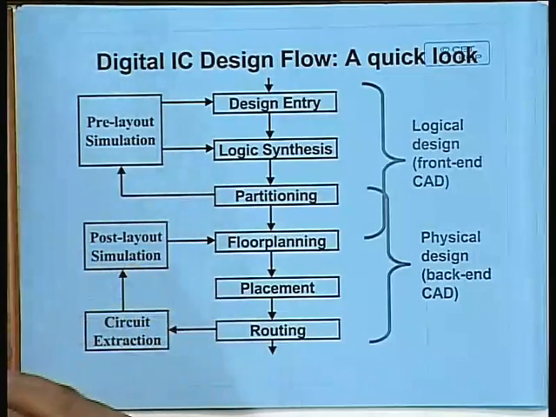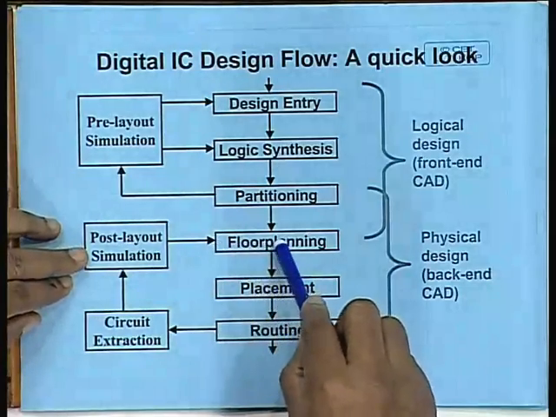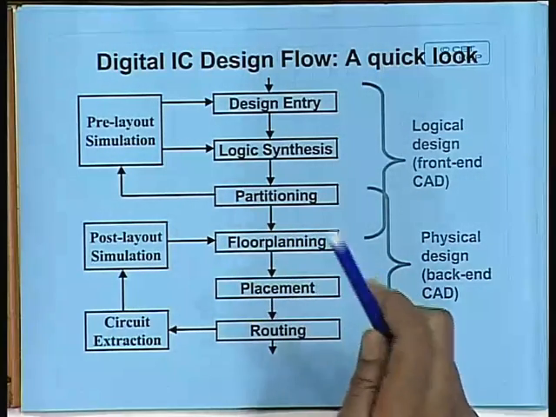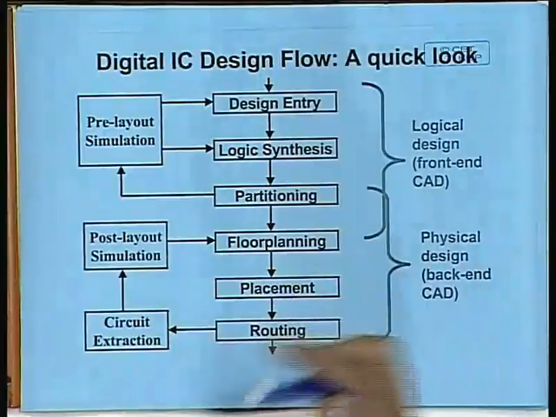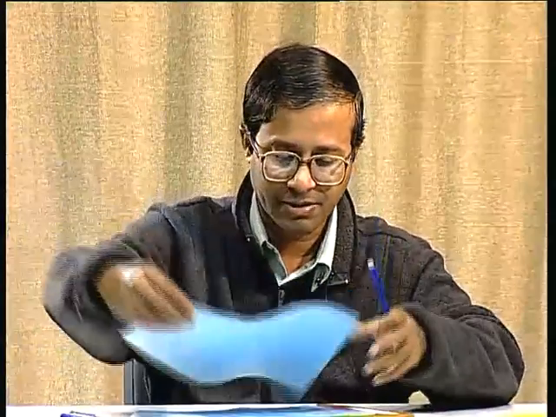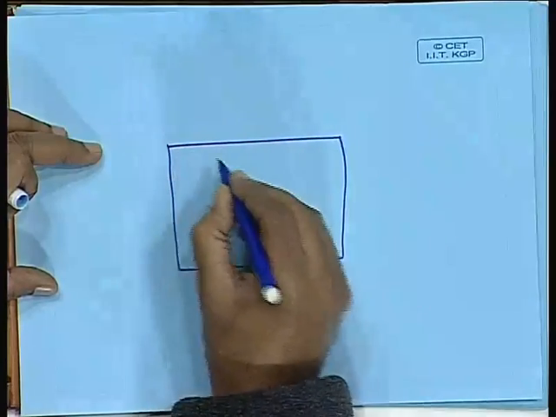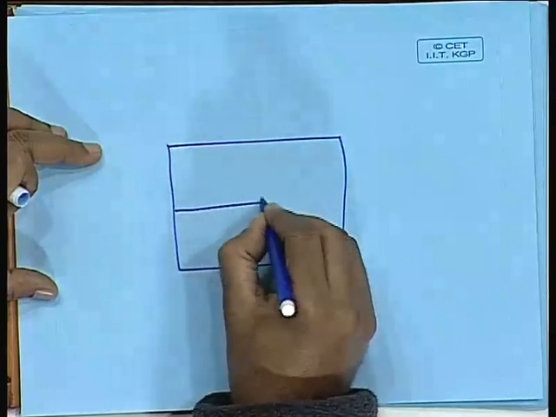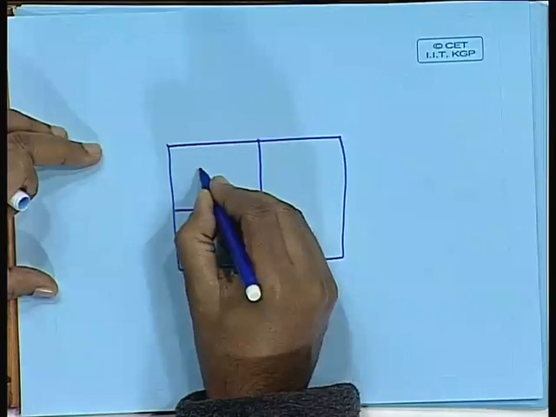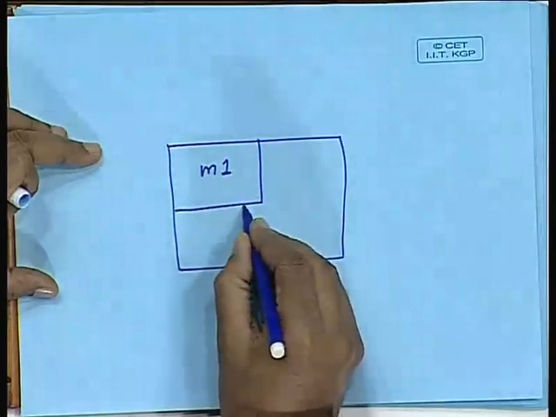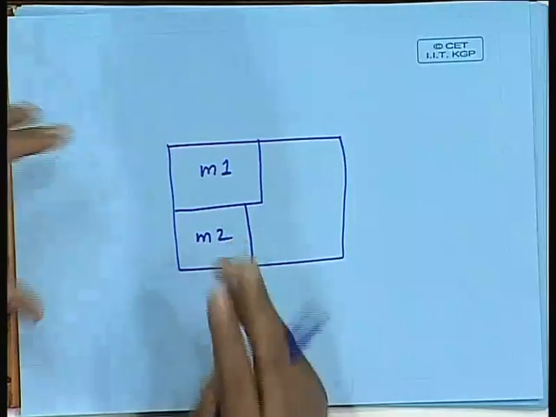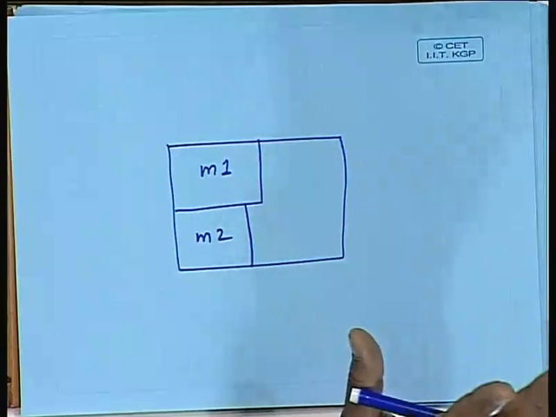So, yes. What is the difference between floor planning and placement? Floor planning is a tentative plan of exactly where you want to place the blocks. What I mean is something like this. Suppose this was the floor of the chip. At the level of floor planning, you have defined that this is the place where you will be placing a module M1, and this is the place where you will be placing module M2. This is just a plan, just like a building plan.